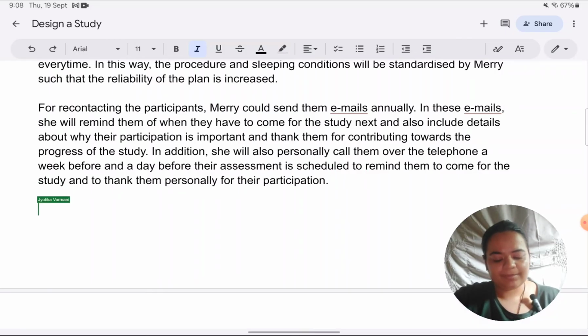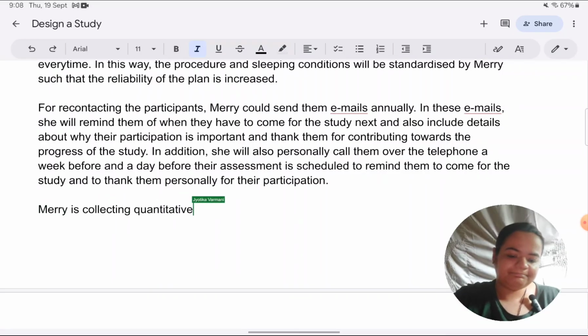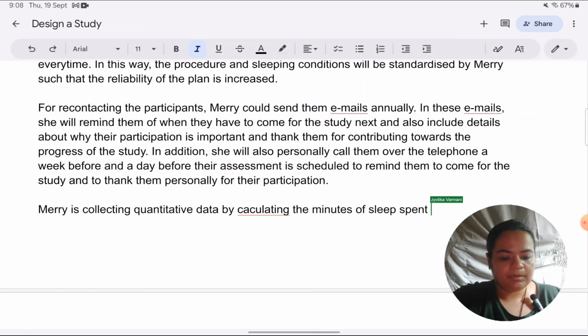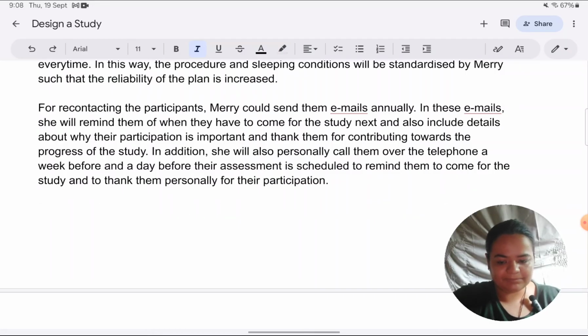I'll take a new paragraph. Mary is collecting quantitative data by calculating the minutes of sleep spent in REM sleep by the participants.